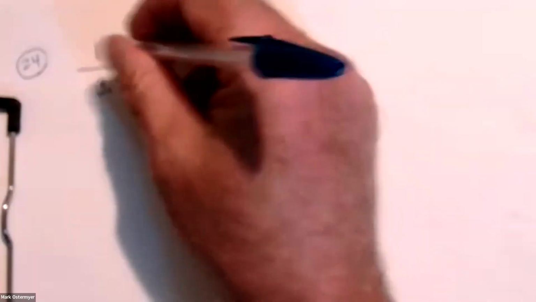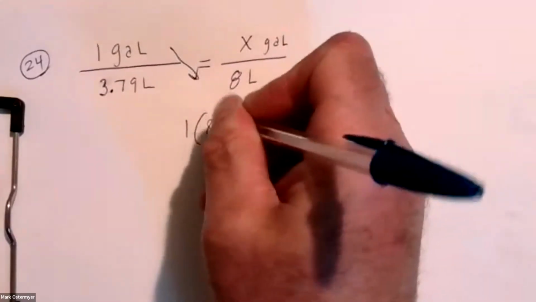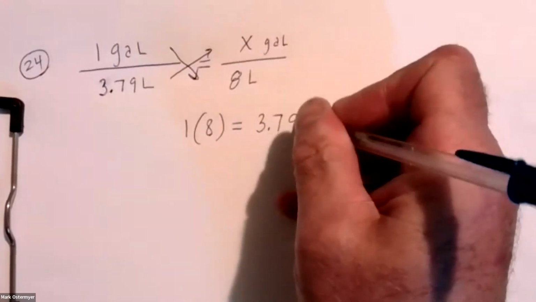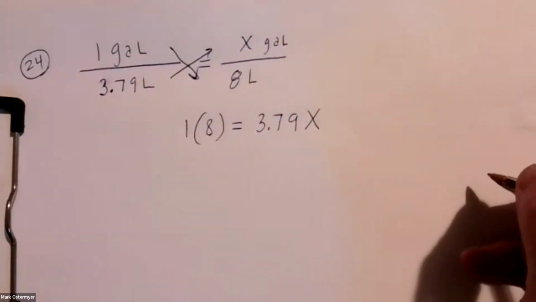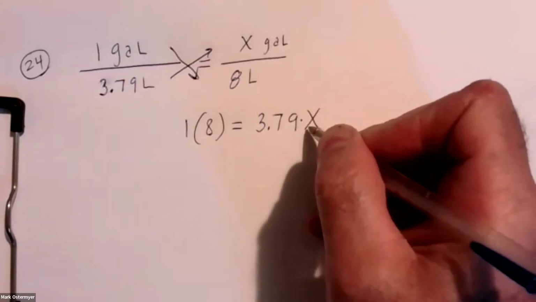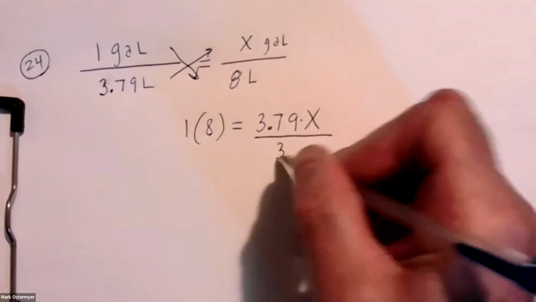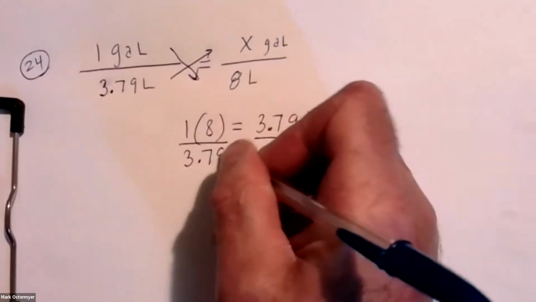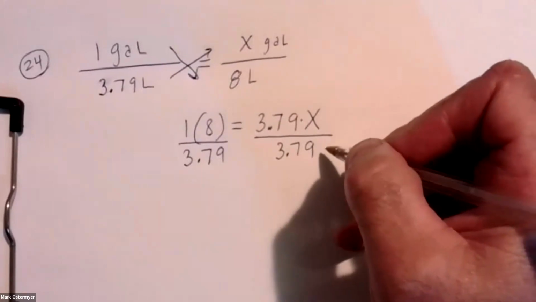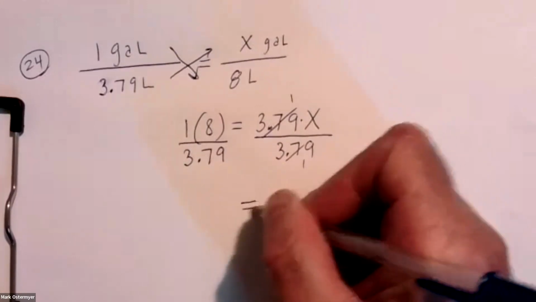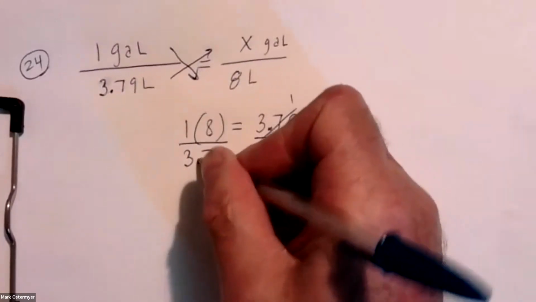Oh, okay. Well, how are we going to solve this one? Oh, it's a proportion, so we cross multiply. We take 1 times 8, and we set that equal to this cross product, 3.79 times x. Now we have to solve for x. I divide both sides of my equation by 3.79 to get x all by itself. 3.79x divided by 3.79 reduces to 1x, and we're left with x equal to 8 divided by 3.79.